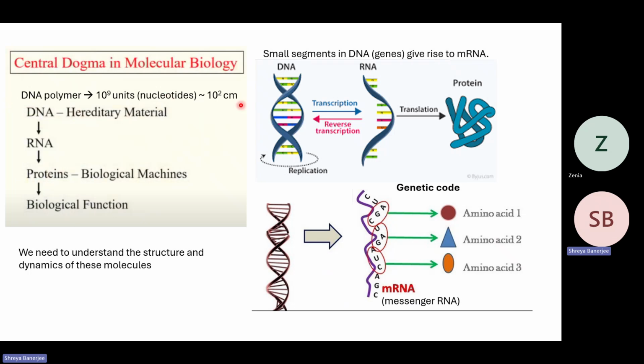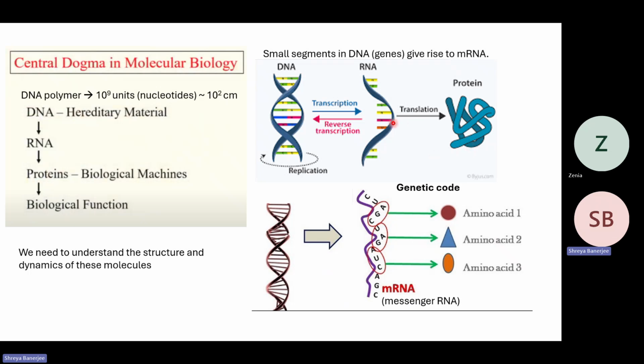And the total length of DNA can be up to 10 square centimeter, but it fits into a cell which is of a much smaller dimension. So the DNA greatly folds into itself. And this is the central dogma of molecular biology, that from DNA through a process called transcription, RNA is generated, which is called mRNA or messenger RNA. And from this RNA through a process called translation, the proteins are formed.